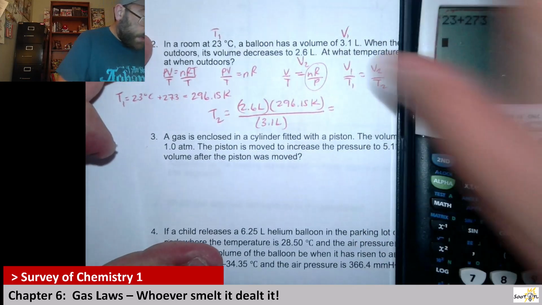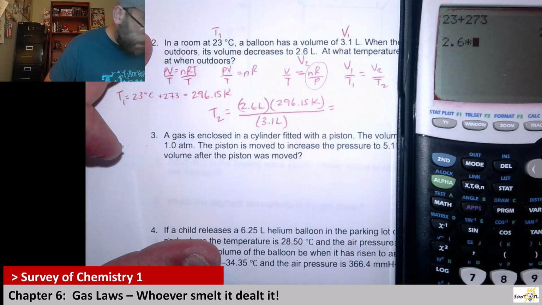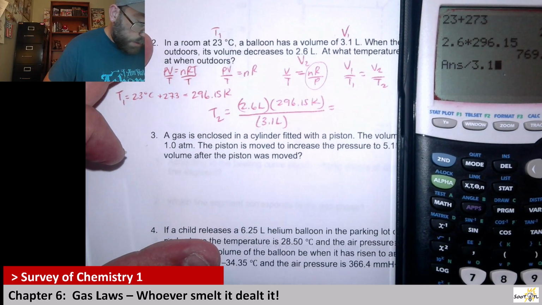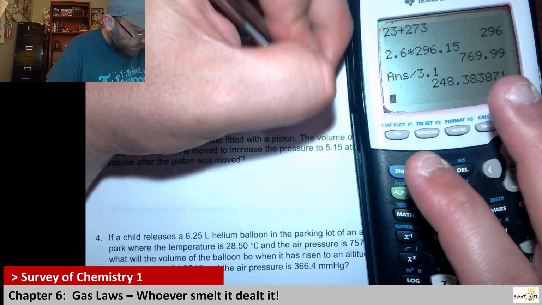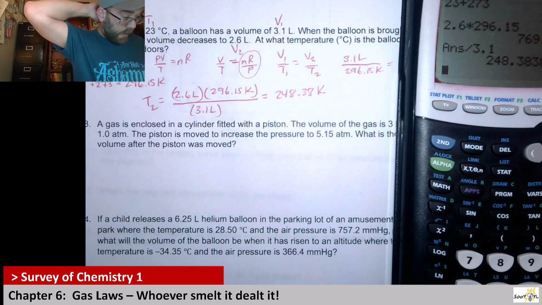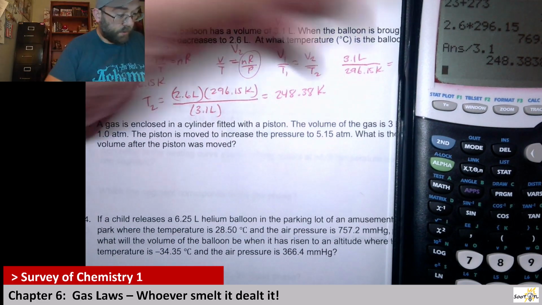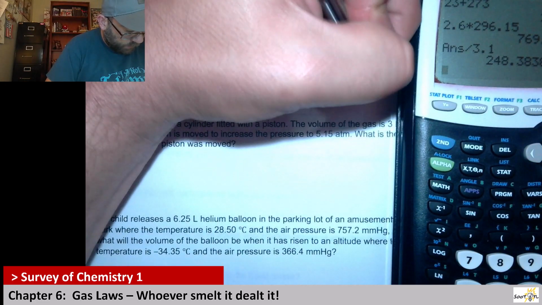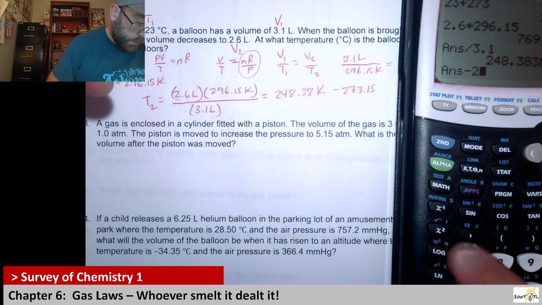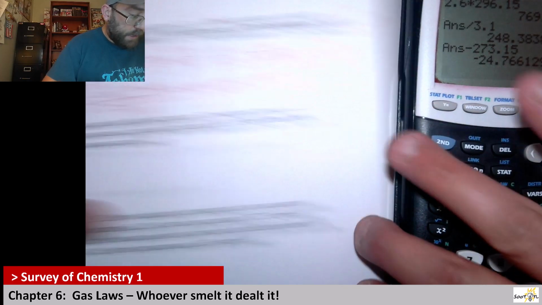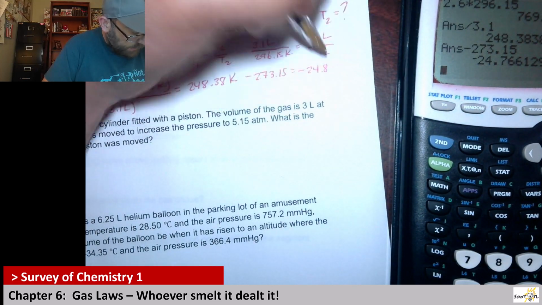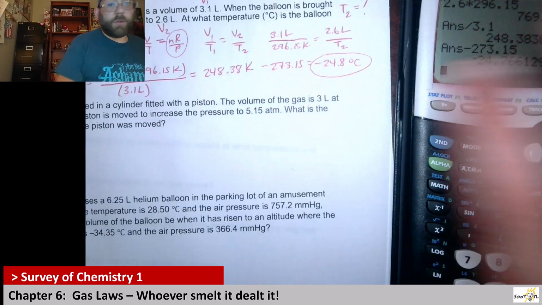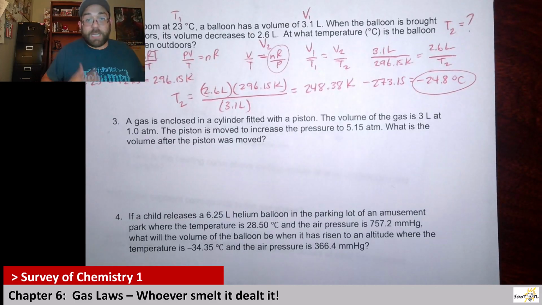All right, so what do we get when I do that? I get 2.6 times 296.15, and then I divide that by 3.1. I get 248.38 Kelvin. Now, I need to subtract the 273.15, and that gives me negative 24.8 degrees C. All right, so that would be our new temperature when we took the balloon out.